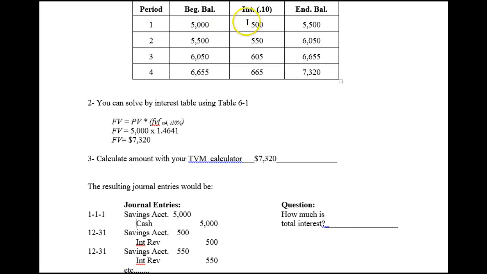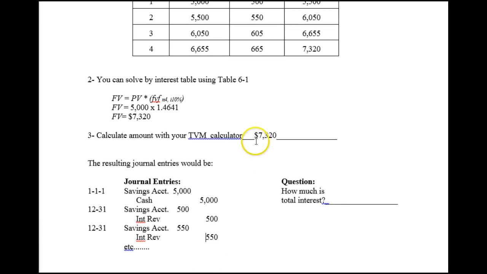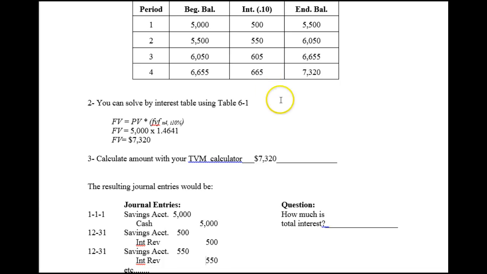And you'll recall the first interest at the end of the first year was $500. So put that in your savings account and credit interest revenue. And the second year, $550, the end of it, interest revenue. And the third year, $605, and the fourth year, $665. So I have a question for you. How much total interest would you earn?